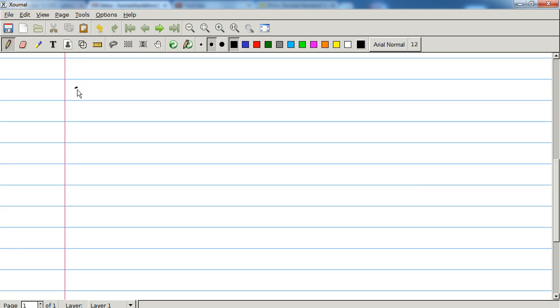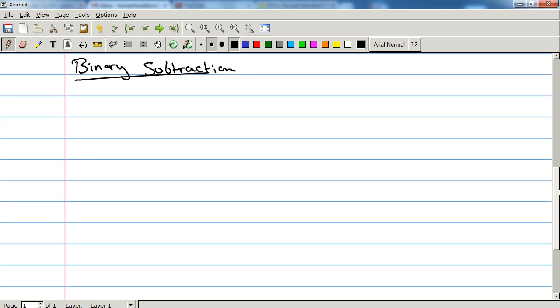So let's talk about binary subtraction before we get into talking about negative numbers. Binary subtraction is exactly the same as binary addition. The trick is to know what to do when you have to carry, or as it's called in subtraction, borrow. So let's take, we'll use a 3-bit system this time. So we'll take 1, 0, 0 minus 0, 1, 0, which is binary 4 minus binary 2.